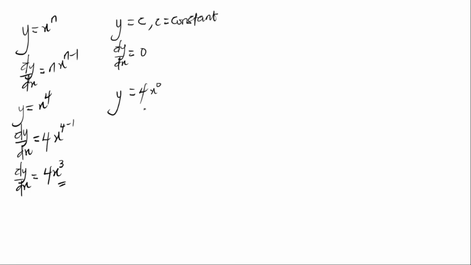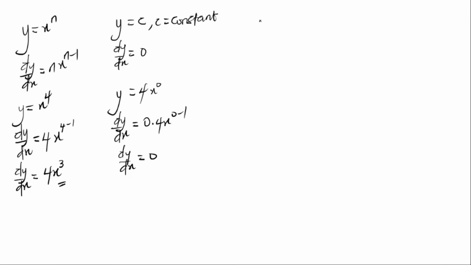So with this, we can now go ahead and differentiate. Our dy dx becomes, we use the 0 to multiply the 4, then we subtract 1 from it. So we have 0 multiplied by 4, x power 0 minus 1. Then our dy dx becomes 0, because this is 0 multiplying this over here. Any number multiplied by 0 is 0. So it means if we differentiate a constant, we get 0.